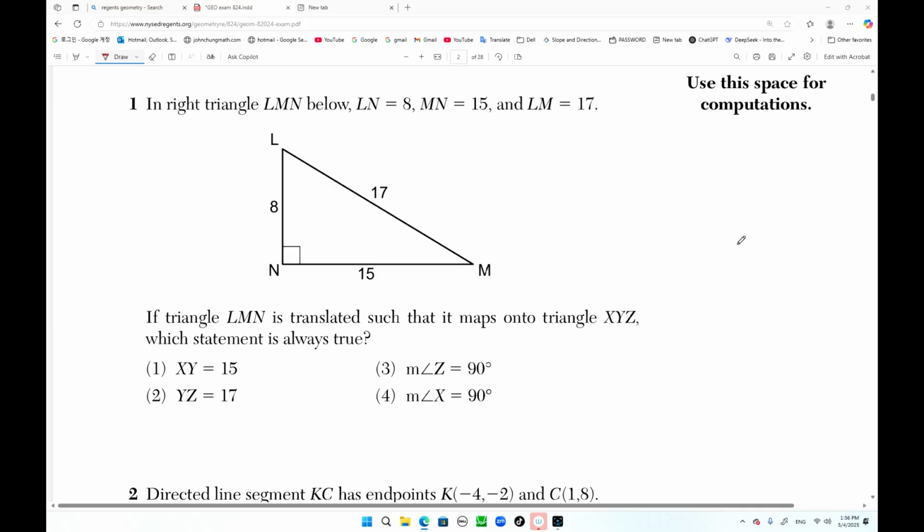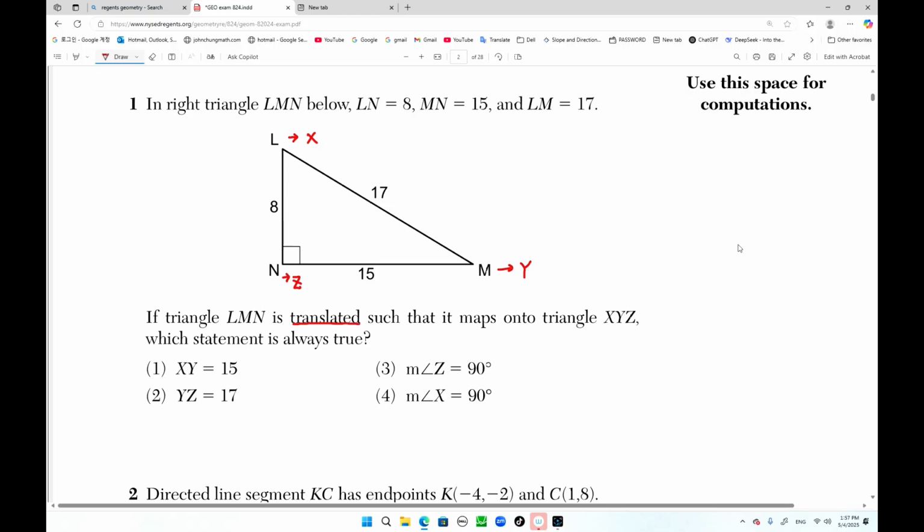Okay, we have a right triangle. LN is 8, MN is 15, and hypotenuse LM is 17. This triangle is translated such that it maps onto triangle XYZ, corresponding points, right? This one will be X, this one will be Y, and this one corresponds to Z, right? Okay. So this is a translation.